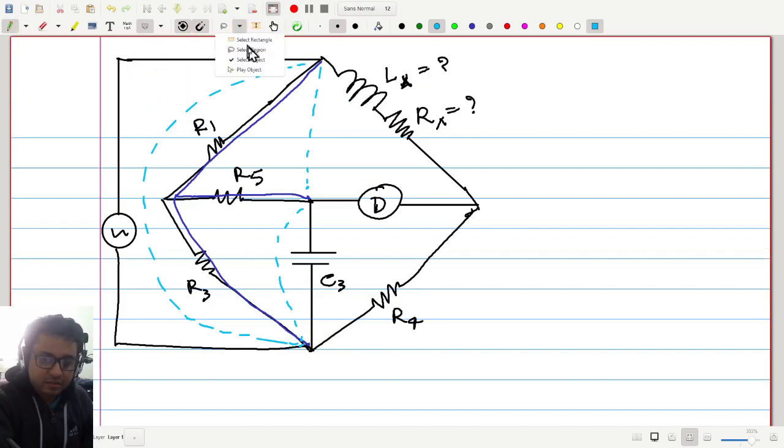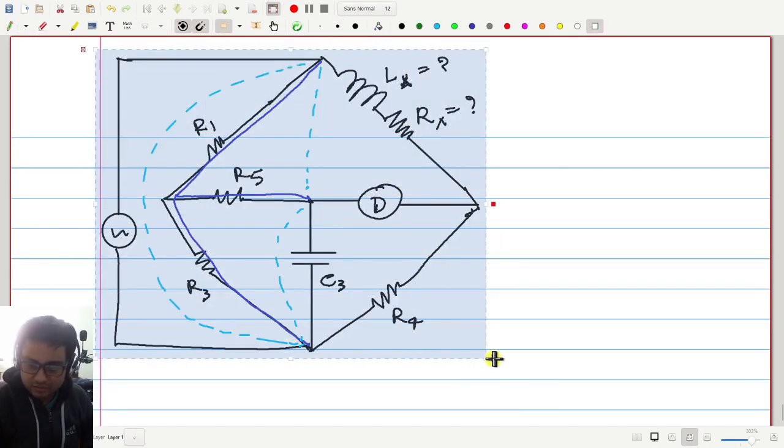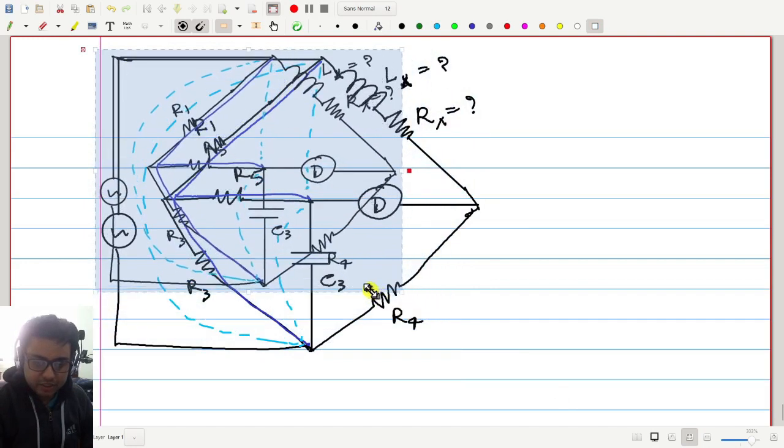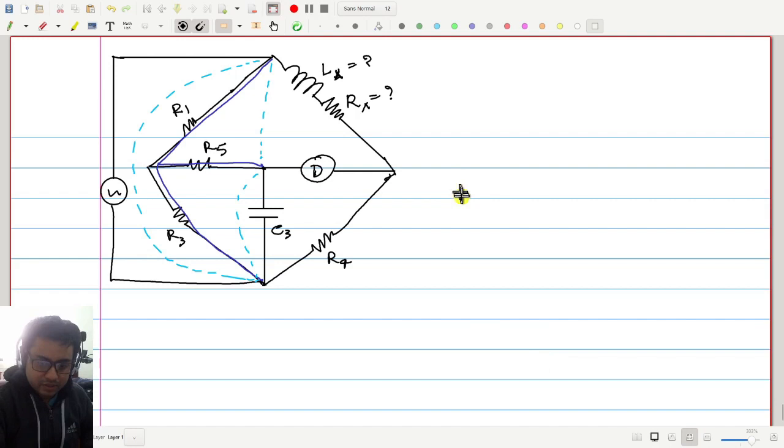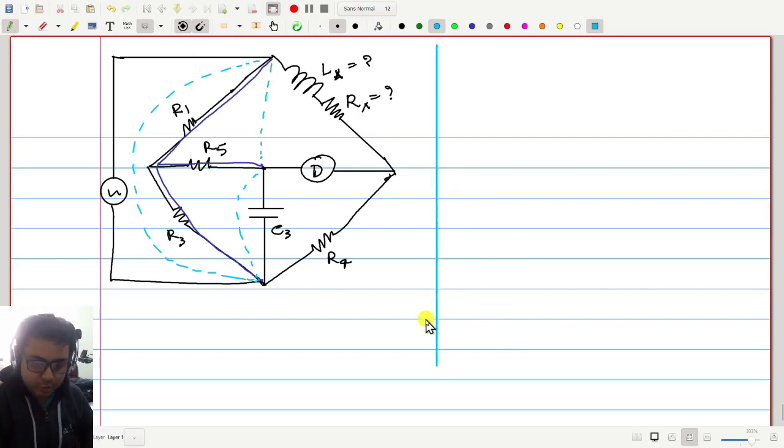So could you please repeat which star you converted? Yeah, I'm repeating. Let me make it smaller. It's visible now? Yes, sir. Okay. Let me draw the converted one, then it will be clear.